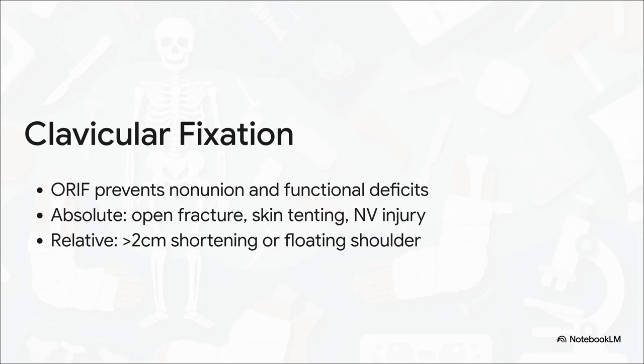Now, while a lot of clavicle fractures heal perfectly well with conservative management, a completely displaced, multifragmentary, comminuted midshaft clavicular fracture carries a very high rate of non-union and persistent functional deficits if we don't stabilize it properly. Open reduction and internal fixation is the gold standard approach here to aggressively restore length, align the bone, and allow for early shoulder mobility. Absolute indications for surgery include things like an open fracture, skin tenting, or neurovascular injury. Relative indications would be structural shortening of more than 2 centimeters or a complex floating shoulder injury.